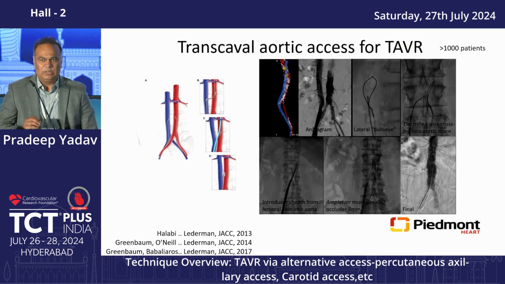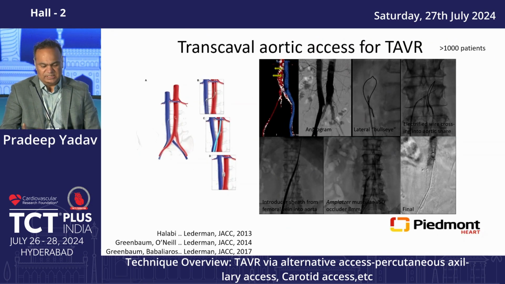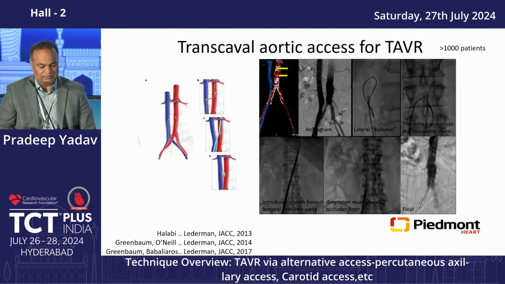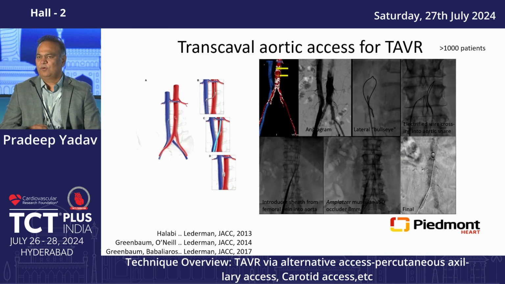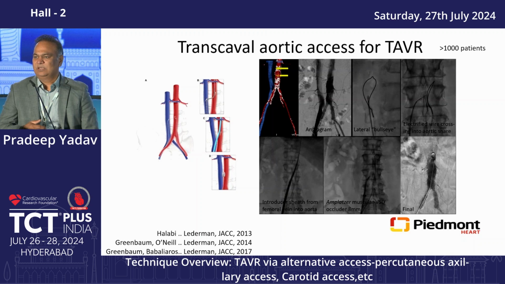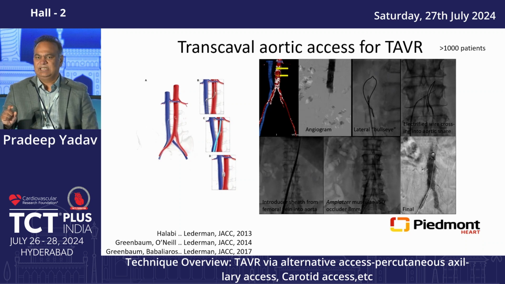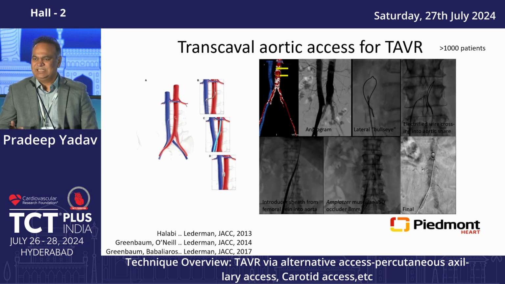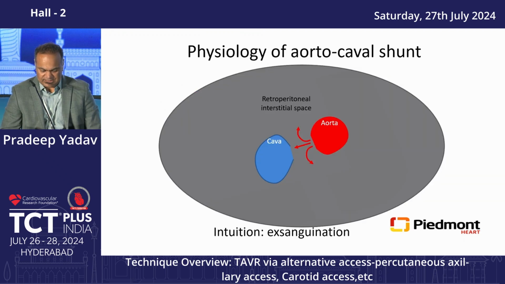For those of you who are not familiar with transcaval, this is the animation that has been shown for several years. And the concept is you go from a femoral vein all the way to the IVC. And in the infrarenal area, you puncture the IVC and enter the abdominal aorta. This way you've bypassed the diseased iliac arteries. And you go up, place a sheath, then it becomes a regular TF case. Once you're done with the valve deployment, you close the aorta with a plug, leaving the IVC open.